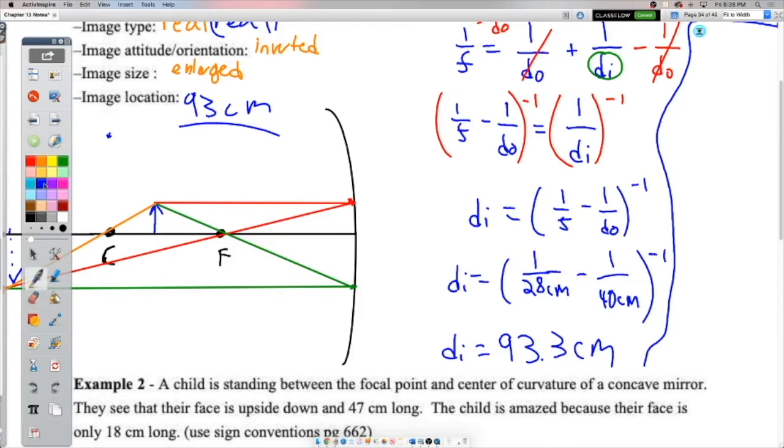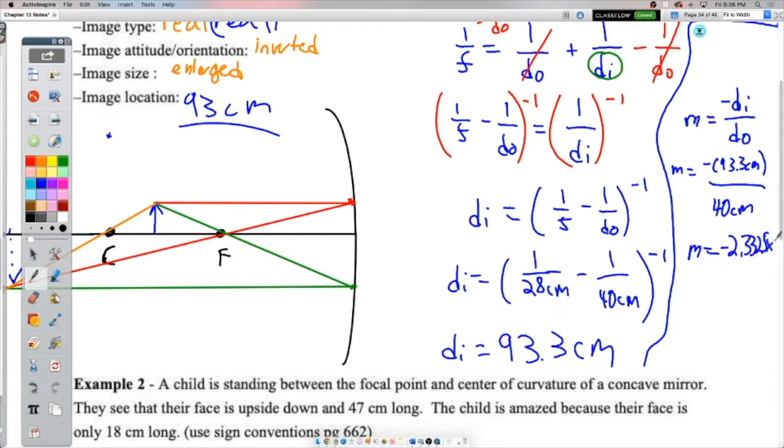So we can figure out, okay, so magnification equals, if you look on your data sheet, yes, magnification equals height of image over height of object, but it also equals negative DI over DO. So the magnification equals negative our DI, 93.3 cm, over our DO, the distance of the object, which was 40 centimeters. So if you do negative 93.3 over 40, you will get negative 2.3325x.